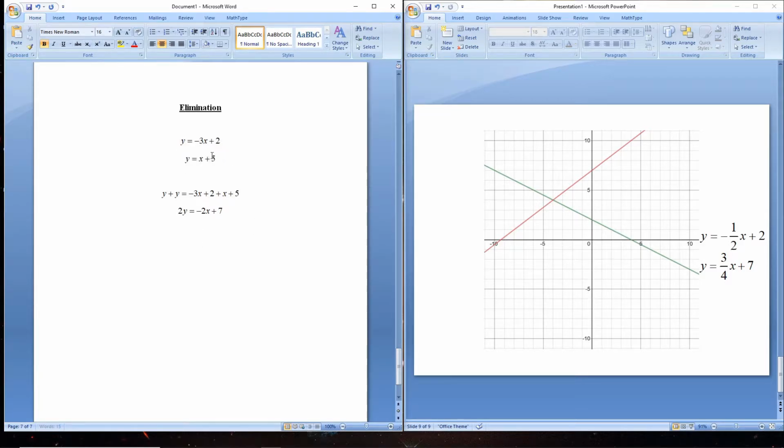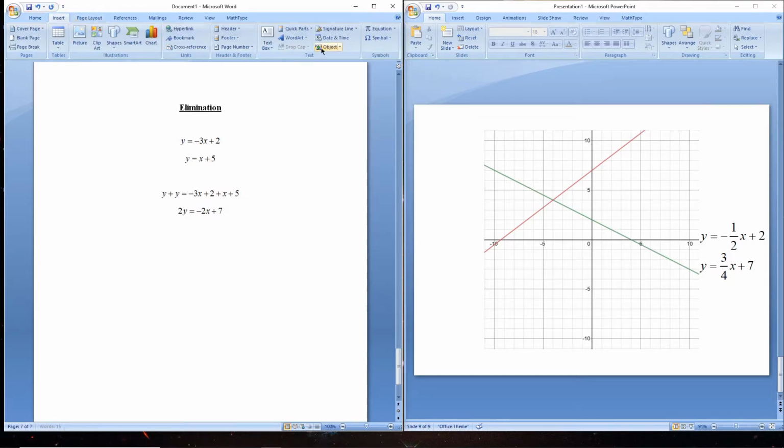So instead of adding these equations together, we could subtract these equations. And this is exactly like saying you're going to subtract something from both sides of the equation. So instead of adding, let's subtract these equations. So we would have y minus y, which is 0.